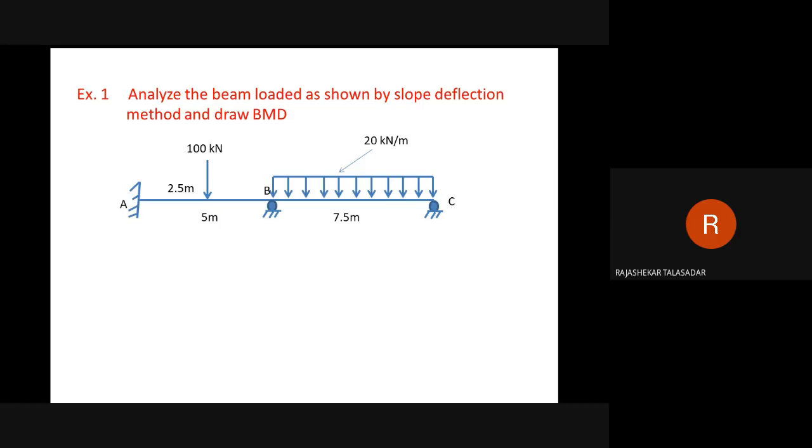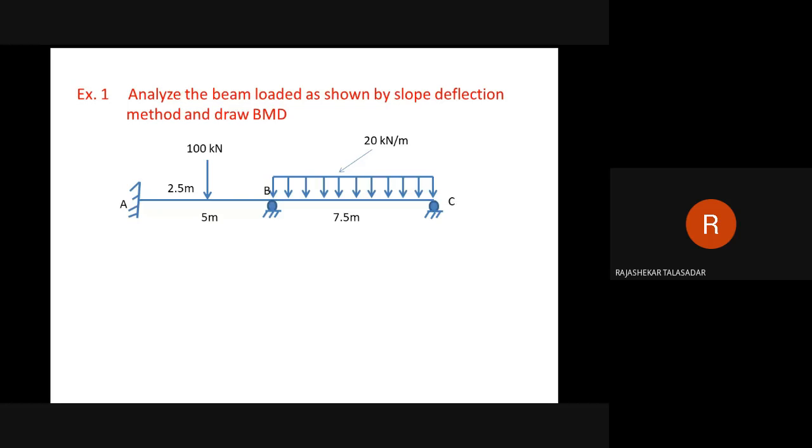A 2-span continuous beam, AB having span of 5 meter, BC having the span of 7.5 meter. Span AB is carrying a load of 100 kilonewton at the center, and span BC is having 20 kilonewton per meter UDL throughout the span BC. What are the support conditions here? A is what? Fixed. Am I right? B is roller, C is roller.